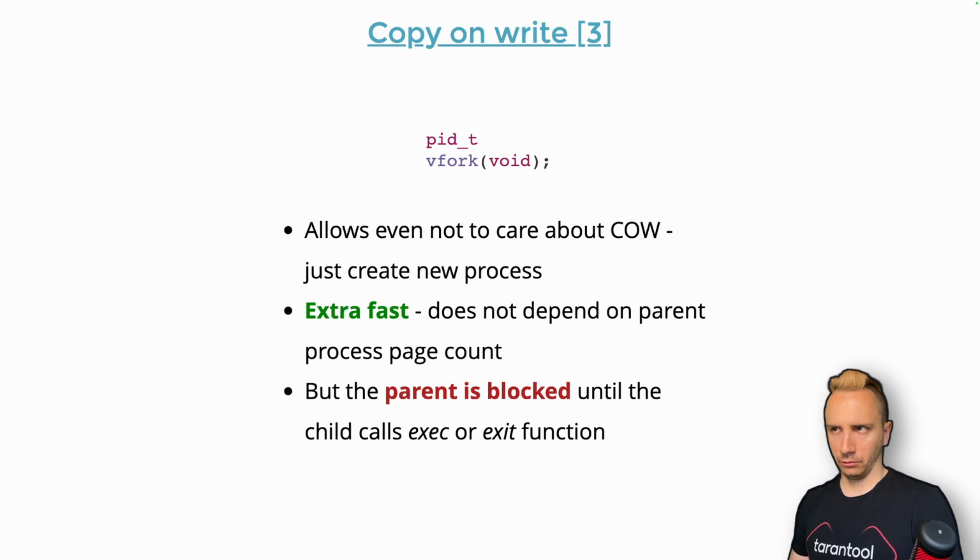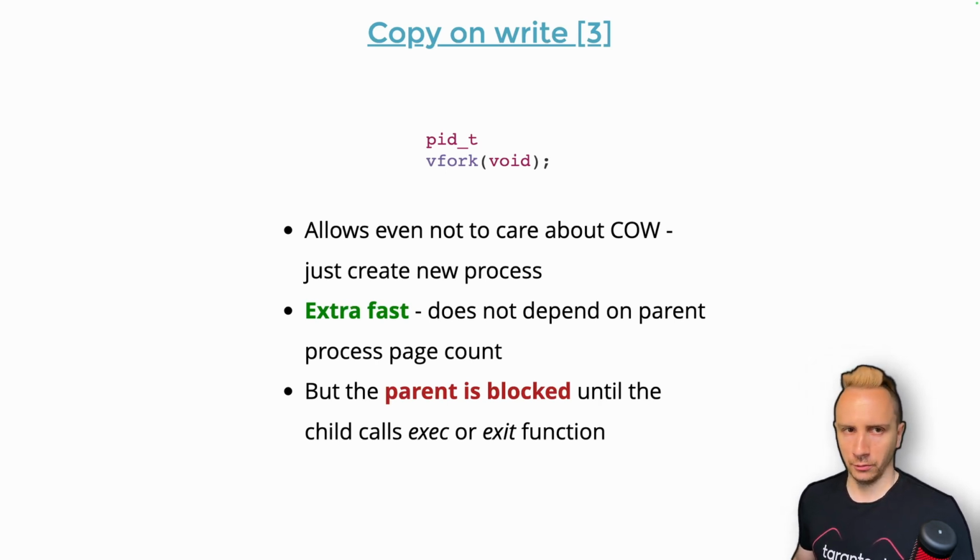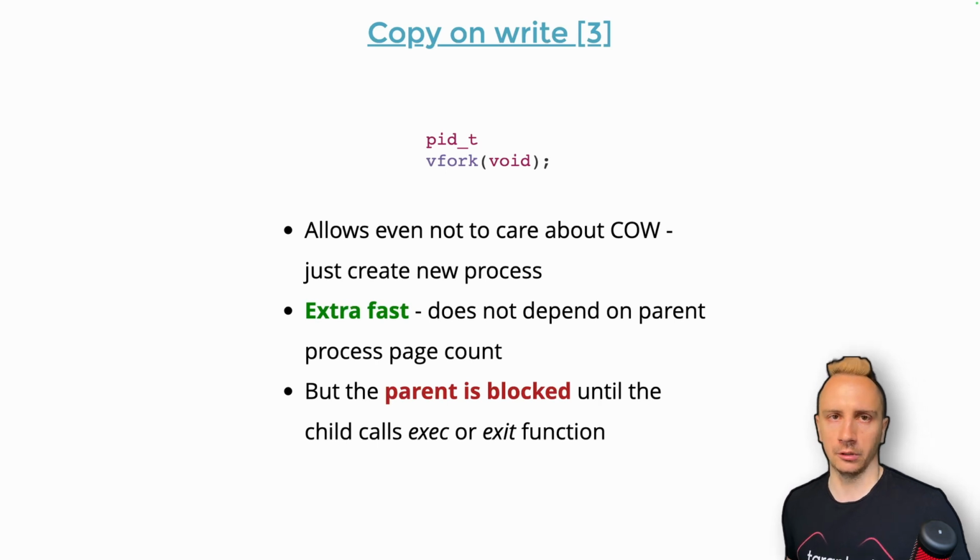vfork allows you not to enable copy on write, and it's a very handy thing when the child process after fork would anyway immediately just call an exec function, one of those exec functions. So we don't really need a copy. We just need to create a new process which will run a completely new program. So why would we want to copy the previous memory of the parent? We don't need that. That's why vfork exists.